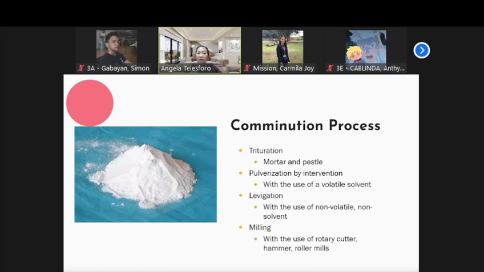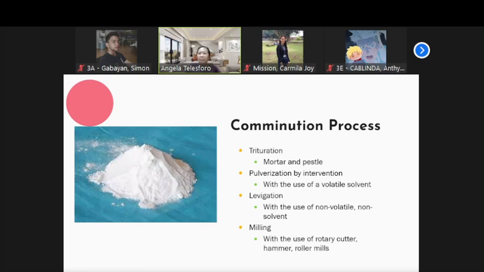Because it is not good if the powder that we take is coarse. Then we have pulverization by intervention. Again, we use mortar and pestle here, but we add a solvent. The solvent should be volatile, meaning you add a liquid to make it easier to pulverize the powder, but the liquid that you added, since it is volatile, will just evaporate. So it will not remain in your product, in your powder, because it will evaporate.